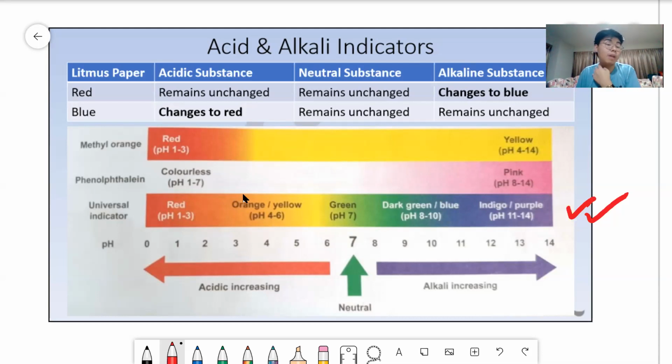All right. So this is a very, very special indicator, and it is extremely expensive. So you will probably not use this in school, because litmus paper is very cheap compared to universal indicator. Of course, students like you will use litmus paper, because you are not a scientist right now. You can be a scientist in the future, but you are not a scientist right now that can change the world yet. I'm not saying cannot, I'm saying yet. So that's why they give you litmus paper first.